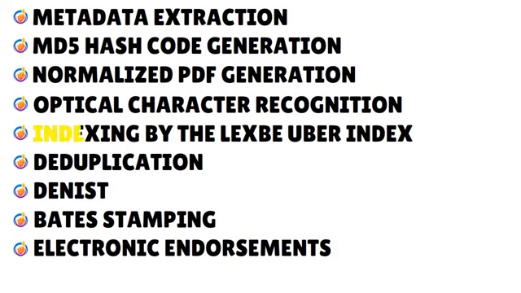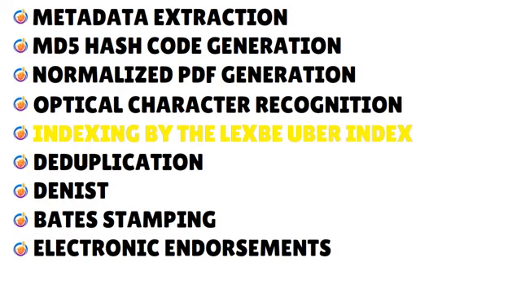For example, when I'm talking about indexing by the Lexbe Uber index, you have concatenated indexing of all characters resulting in an optimized and searchable data set. So those are really great, especially for litigators who are constantly busy, who don't want to spend time when it comes to e-discovery. Lexbe is there to help you out.